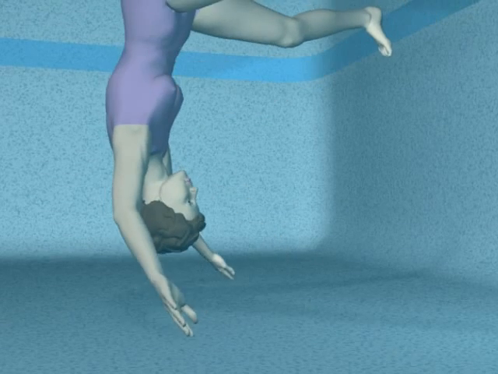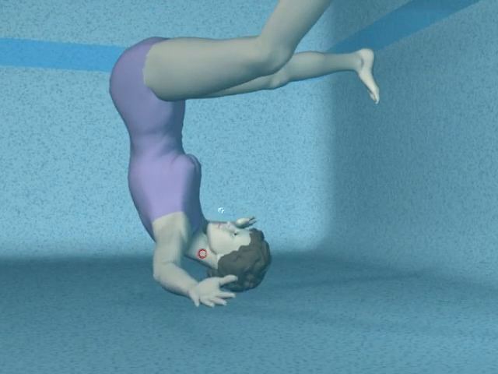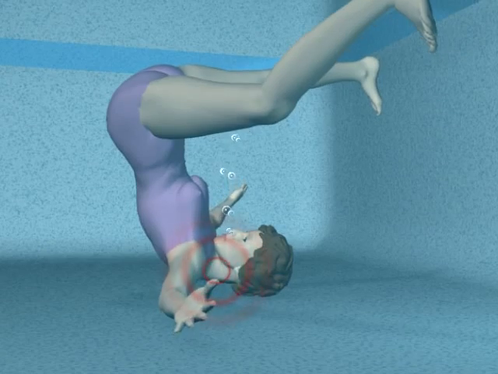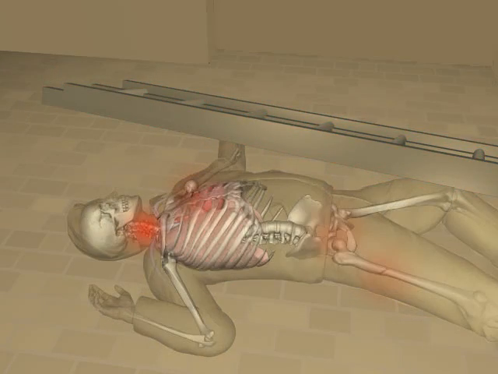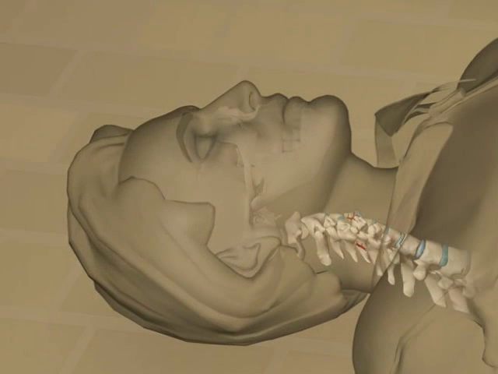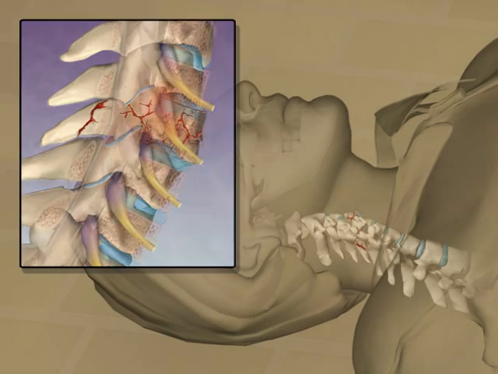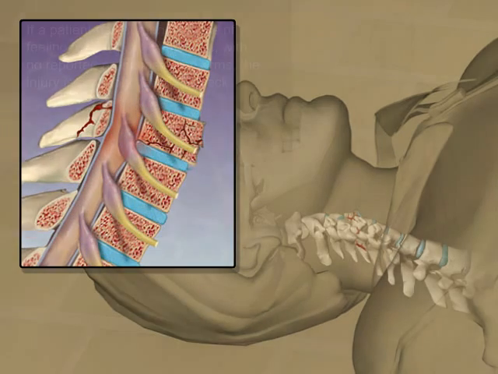C-spine immobilization. Most people assume that forces to the head, neck, and back cause cervical spine injuries, yet injuries to the chest, pelvis, and legs may also lead to injuries of the spine. Injuries to the spine include fractured or displaced spinal bones or swelling that presses on the nerves.